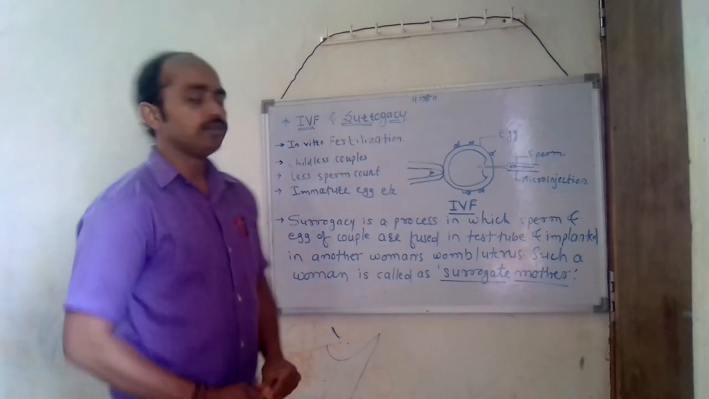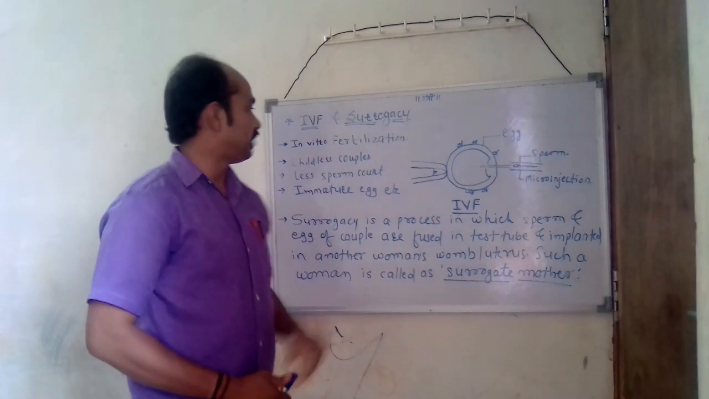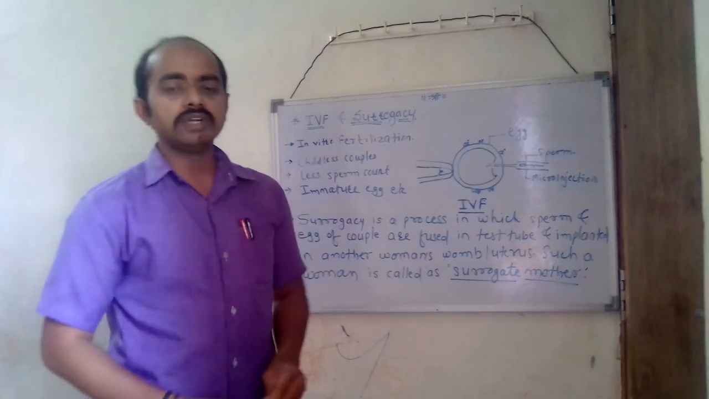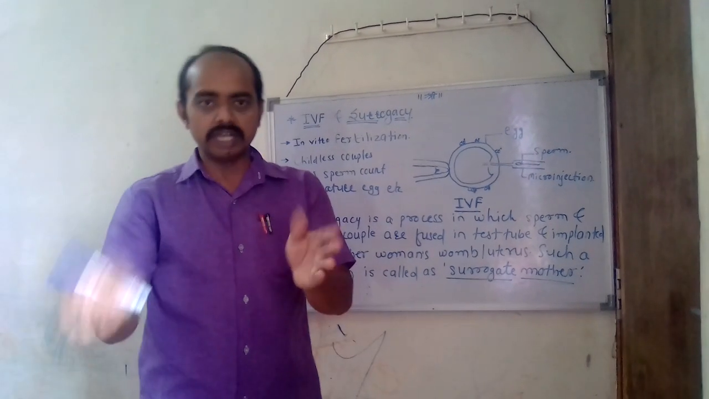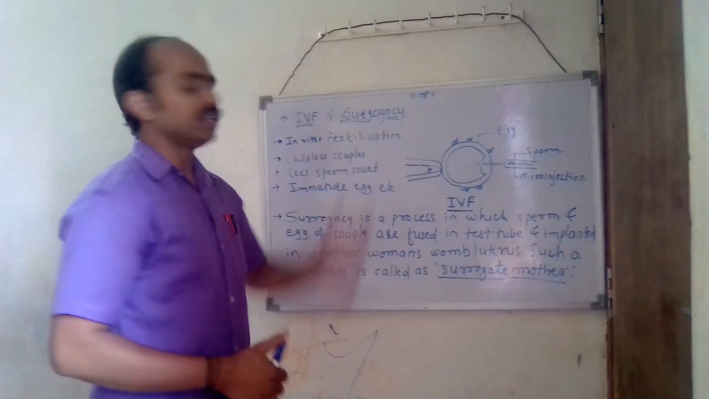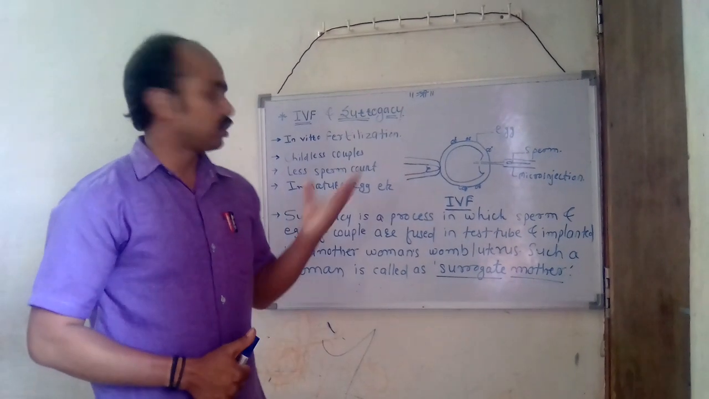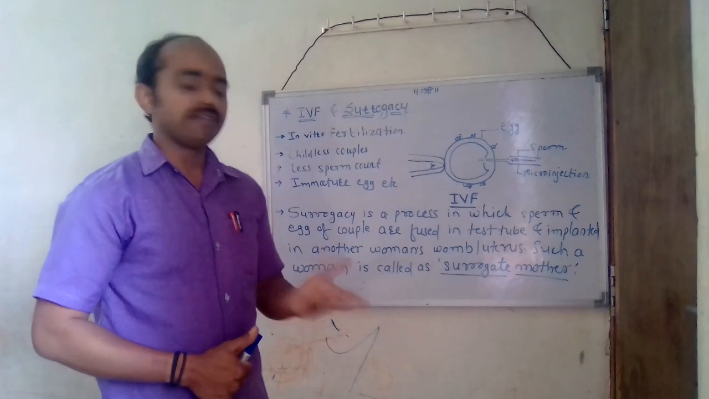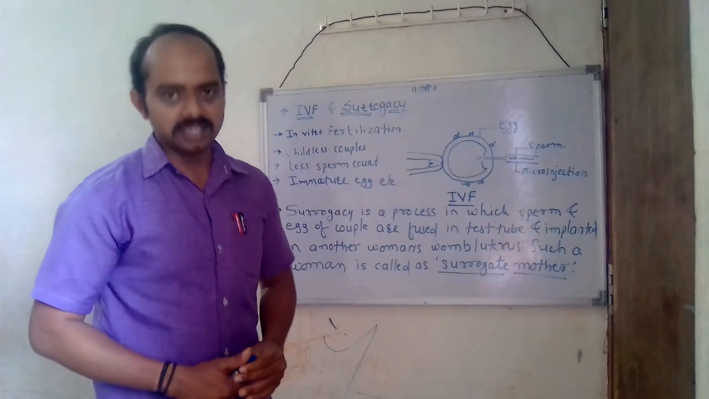First of all, I would like to tell you the long form of IVF, that is in vitro fertilization. What is meant by in vitro? In vitro means outside the cell, and in vivo means inside the cell. It is a modern fertilization technique for the present day, for couples who are not having a child. What is meant by fertilization?